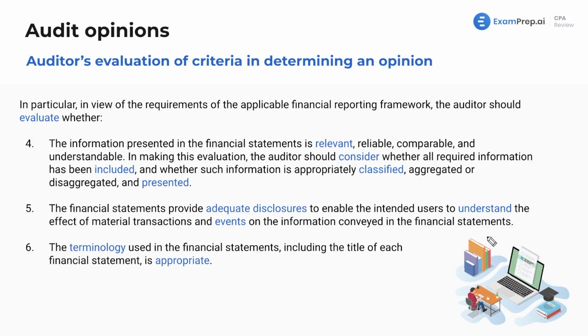Can someone pick up the financial statements and understand what happened? The terminology, right? That's important as well. The auditor needs to evaluate whether the terminology is appropriate. All of these are just items the auditor needs to evaluate in giving that opinion. Hopefully it's a good opinion, but it's up for the auditor to decide.